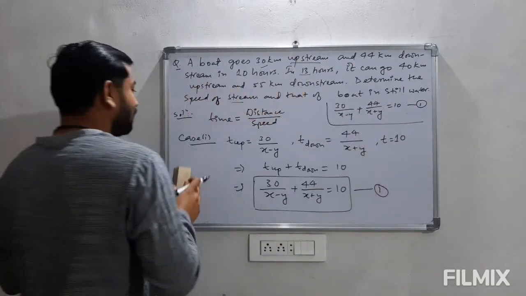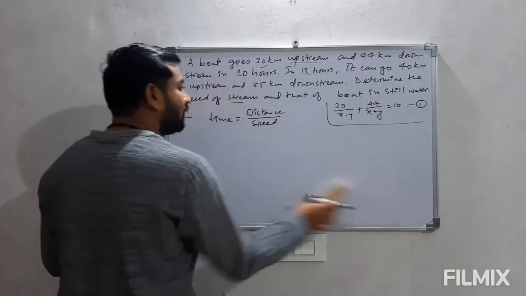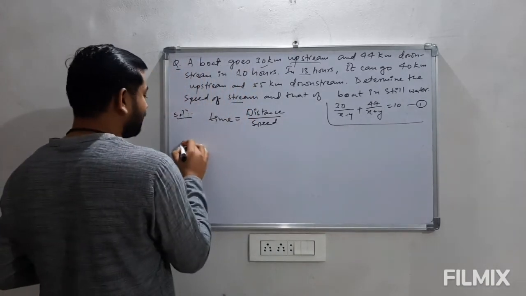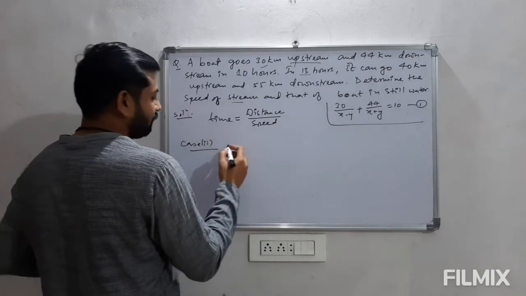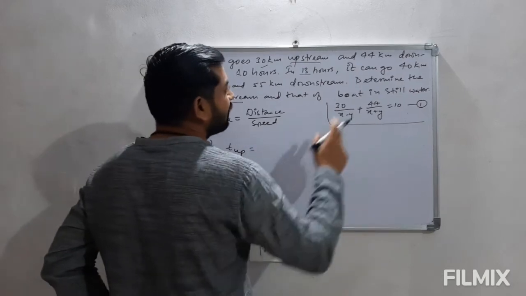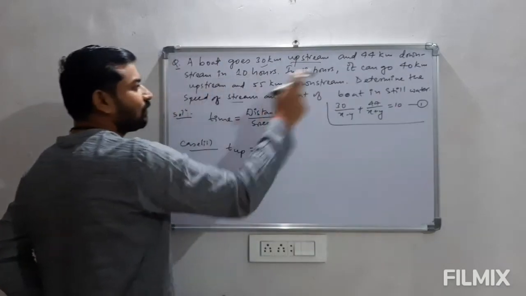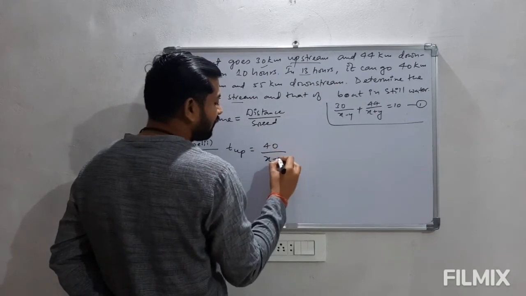Now let us come to the second case. The same relation we are going to use there, and in the second case the distance is somewhat different. If we talk about time taken upstream, it moved 40 km upstream this time. So it is 40 upon x minus y.